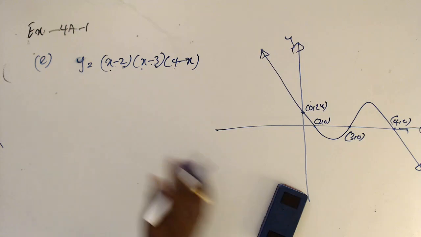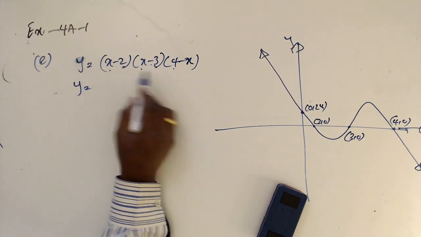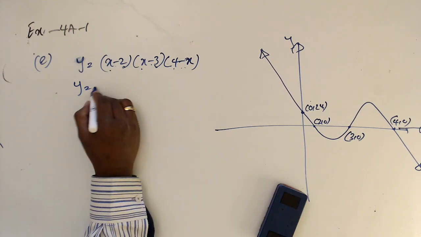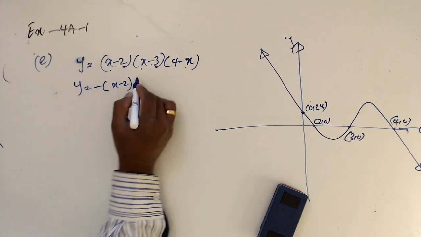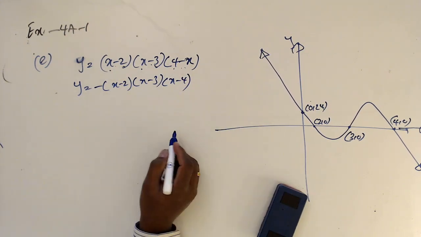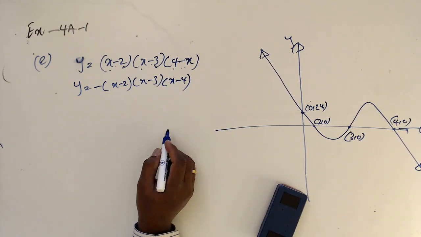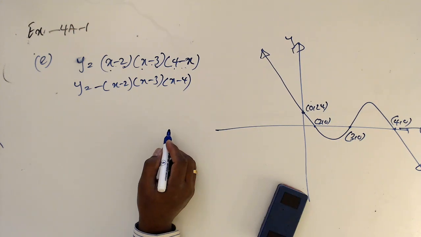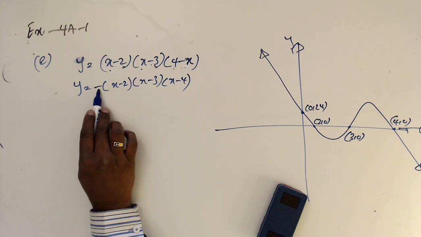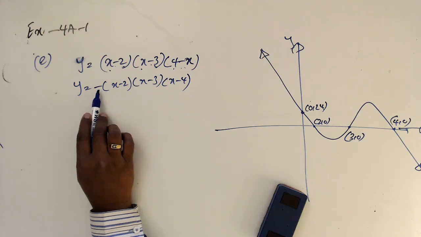As I said, you can take minus 1 out from here. This can make it x minus 4. And you know 100% that the coefficient of the x cube term is going to be negative.